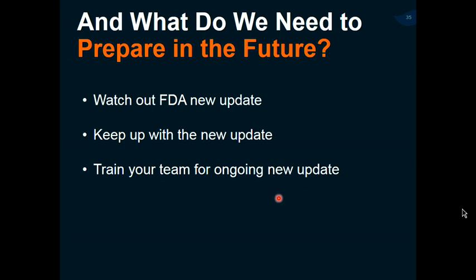And what do we need to do in the future? We continue to watch out for FDA updates, such as whether new rejection criteria will be added to the eCTD validation criteria or the RTF document. And also follow up and keep up with any new updates since there will be more coming. We also keep training our team so that our team knows what to prepare at the study level. It is much easier to prepare the documents and data at the study level rather than at the submission level.